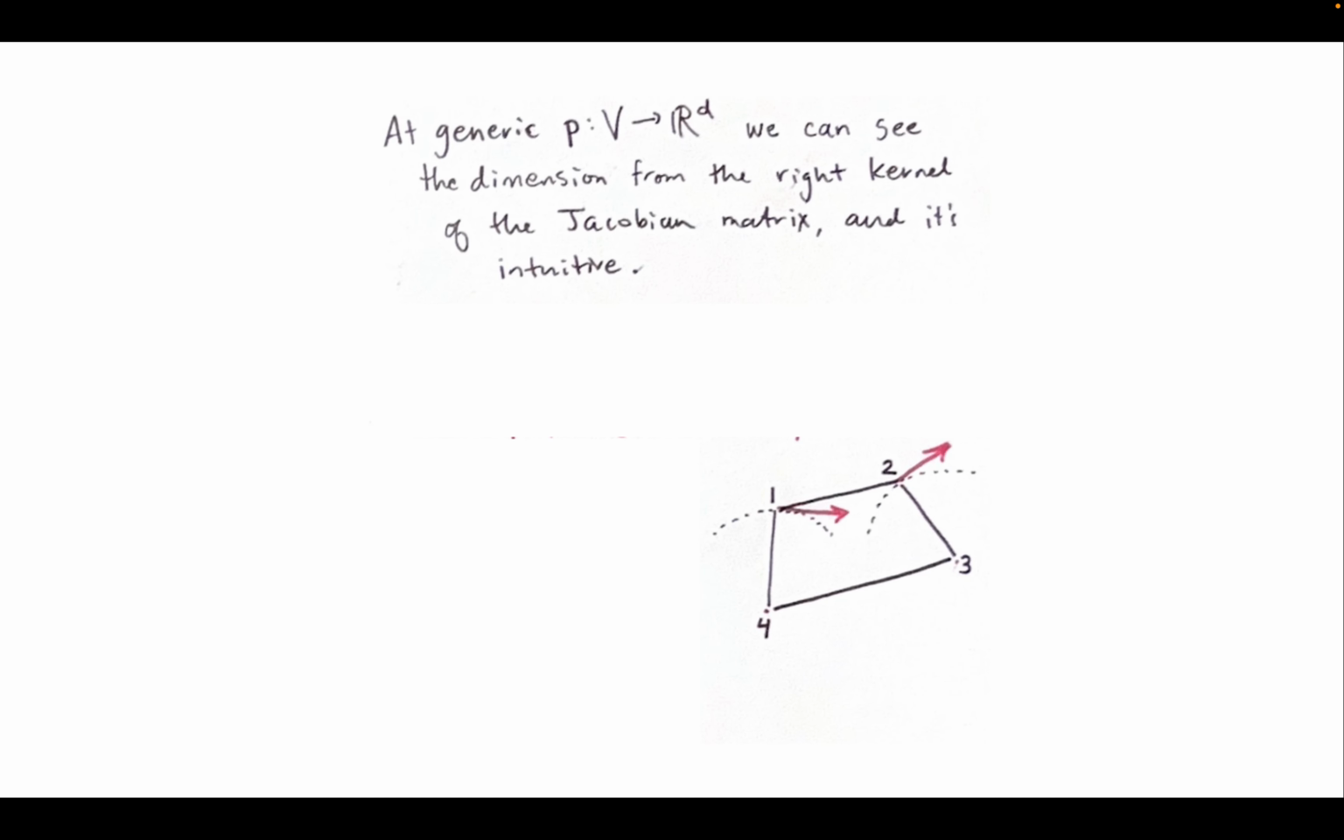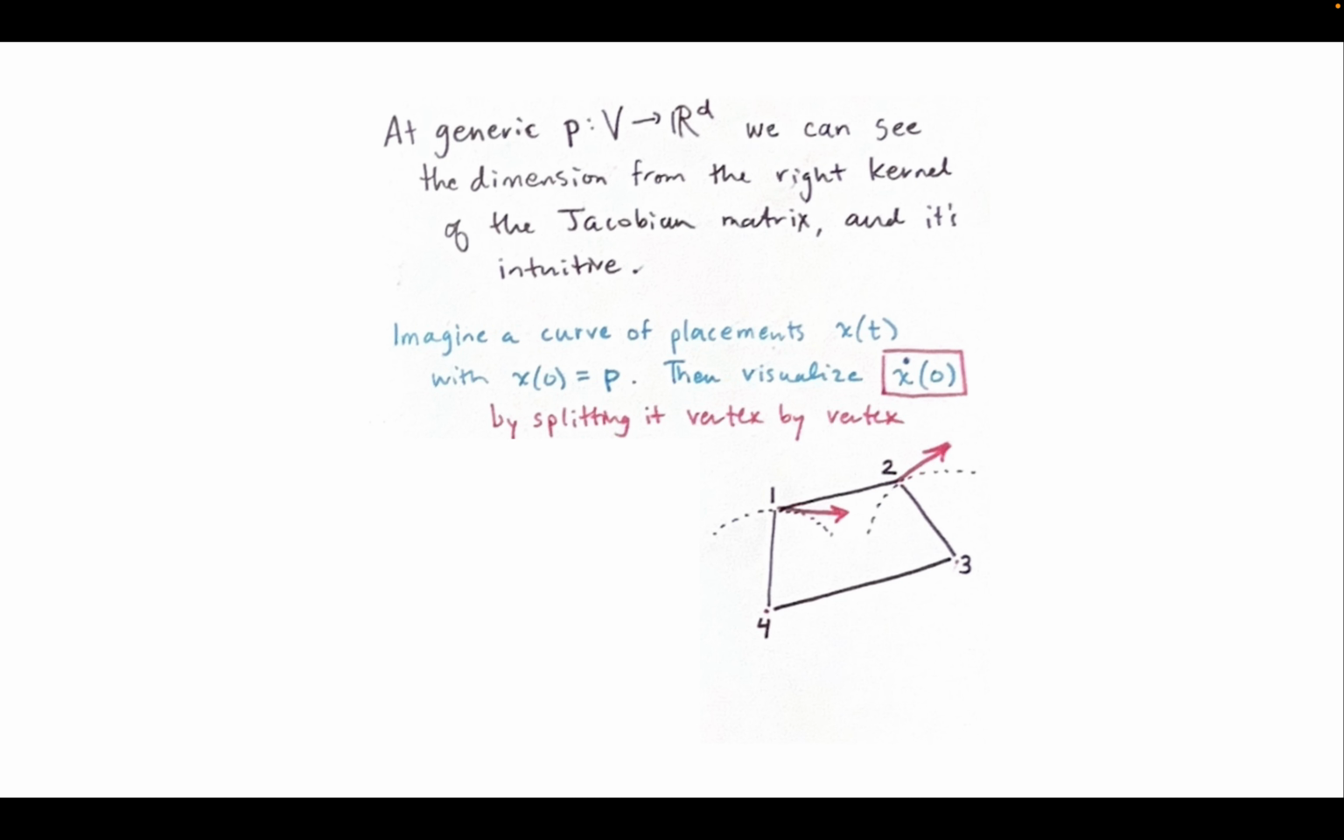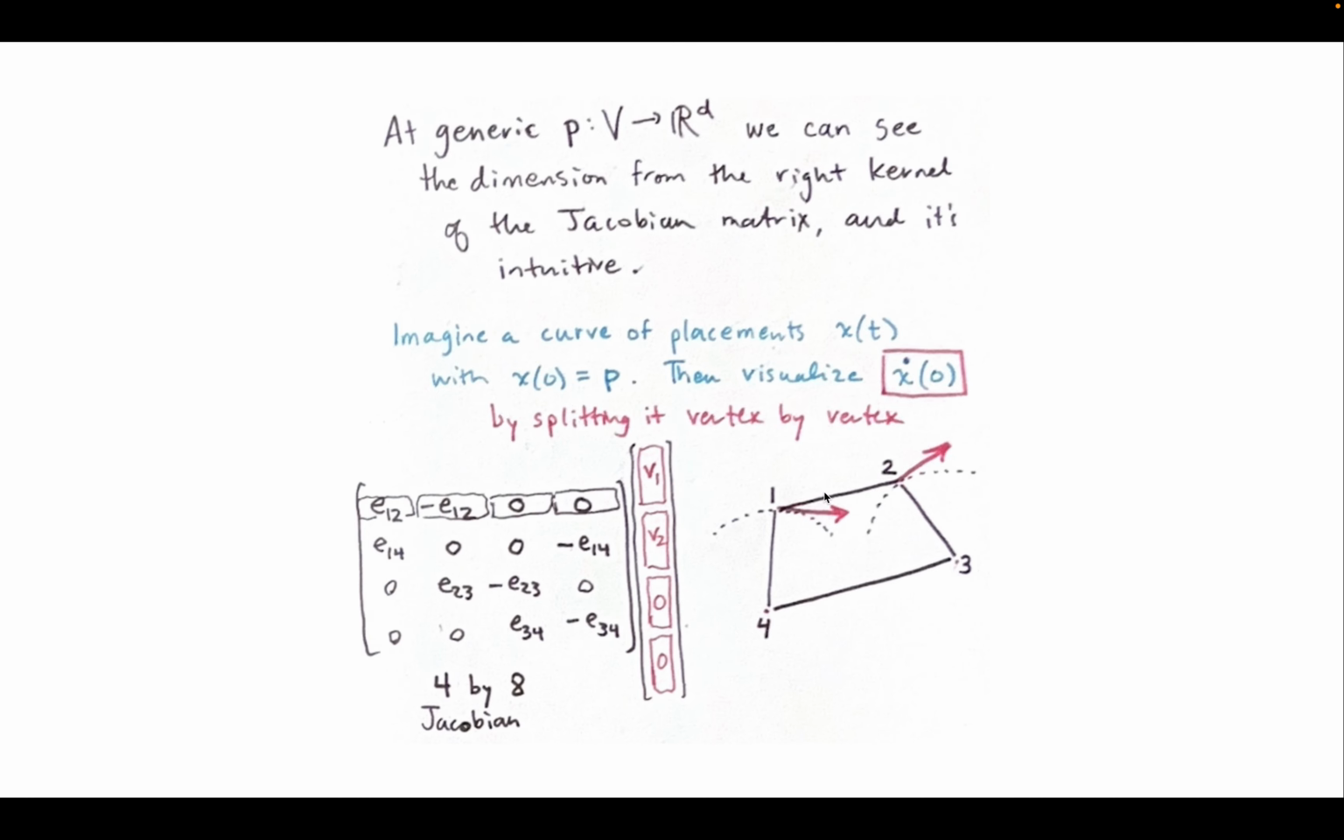So at a generic placement, we can see the dimension from the right kernel of the Jacobian, and it's pretty intuitive. Imagine a curve of placements passing through the given placement p. Then visualize the velocity of that curve of placements by splitting it vertex by vertex. So for example, here's a picture with 4 vertices. You can imagine a vector in the right kernel of the Jacobian as splitting it into each vertex separately, and you just put these 4 red vectors. 2 of them are the 0 vector.